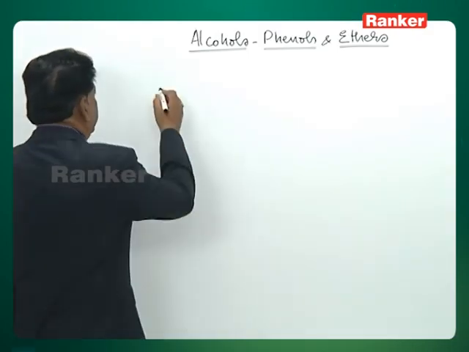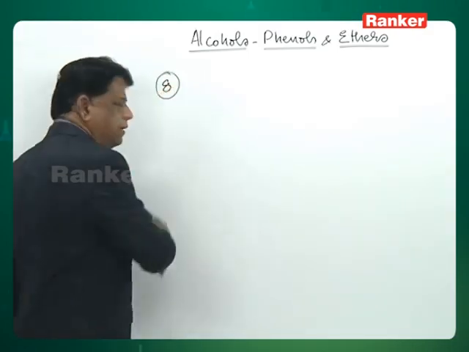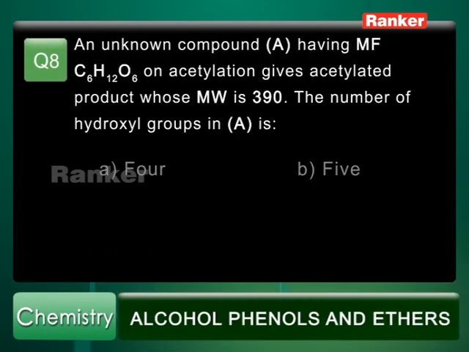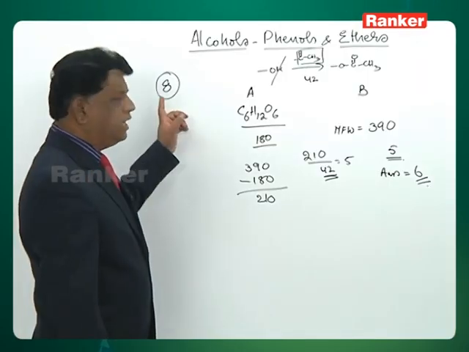So let's go for the 8th question. The question is a little long, but an unknown compound A having molecular formula C6H12O6 on acetylation gives an acetylated product whose molecular weight is 390. So let's go for question number 8.